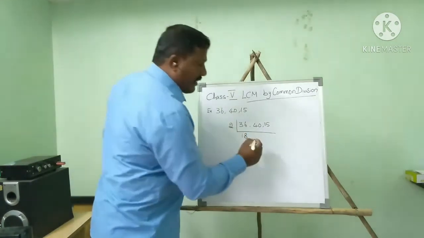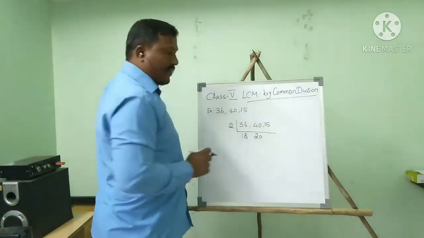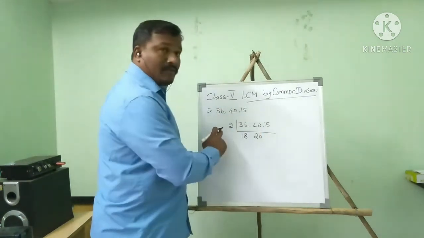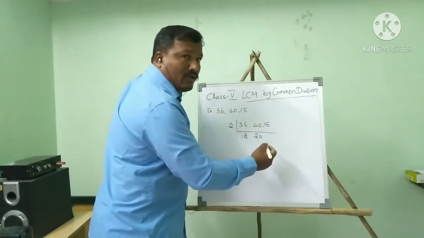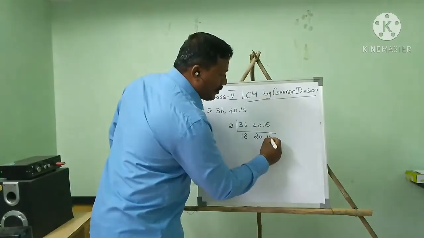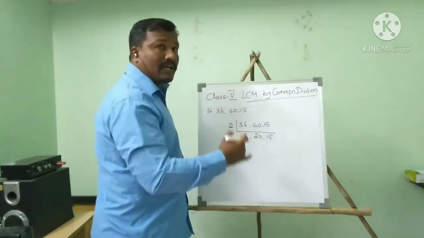2 20's are 40. Okay. Can you divide 15 by 2? No, we can't divide. So we take it down as it is. That's what I told you first: if any number does not divide, you have to take it down as it is.